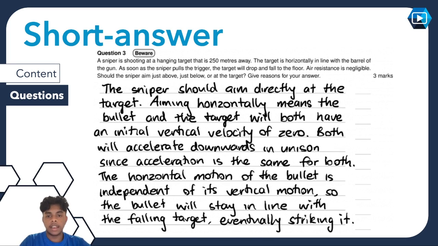So the sniper should aim directly at the target. Aiming horizontally means the bullet and the target will both have an initial vertical velocity of 0. Both will accelerate downwards in unison since acceleration is the same for both. And the horizontal motion of the bullet is independent of its vertical motion, so the bullet will stay in line with the falling target, eventually striking it. So as long as the target will drop and the bullet will also shoot, because acceleration due to gravity is going to be the same for both of them, it's going to be equal to negative 9.8, right? And because that's equal for both of them, they're both going to experience the same vertical velocity.